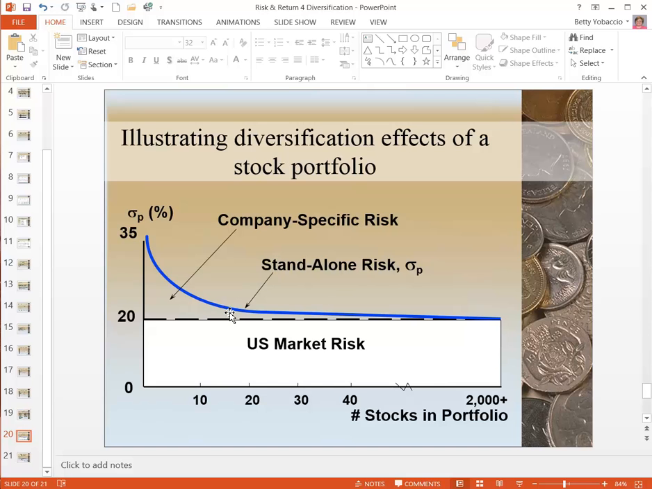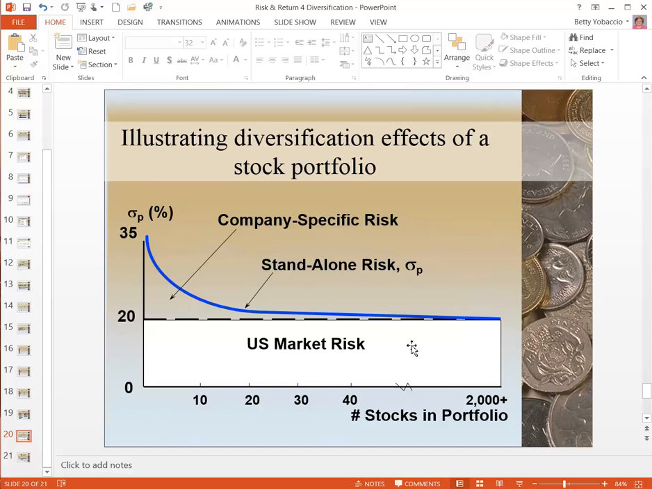But there's a limit to this. Notice, by the time we get to 20 or 30 stocks in the portfolio, we have virtually eliminated all company-specific risk, and we're left with market risk, which is not diversifiable. The second part of the essay will be to ask you to think about this. Are there any additional benefits to diversification by including international stocks in the portfolio?